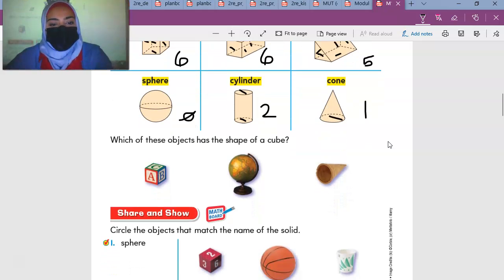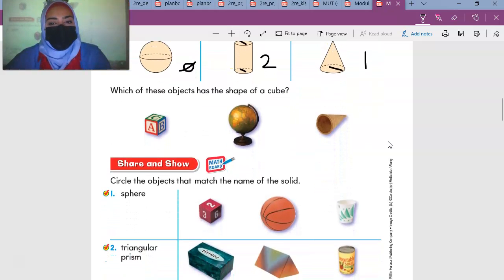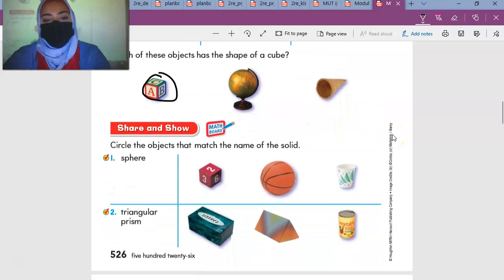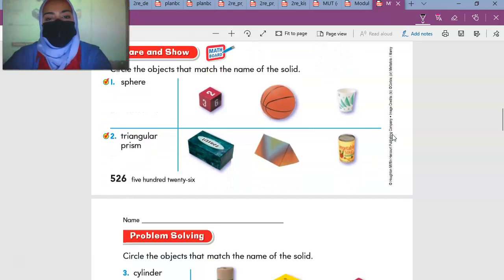All right, which of these objects has the shape of a cube? Which one of these is a cube, Dominic? The block. What is this one, class? A sphere. What's this one? A cone. Okay, circle the object that matches the name of the solid. This is really easy. Which one of these is a sphere? Everyone? Basketball. Which one of these is a triangular prism, class? The tent.